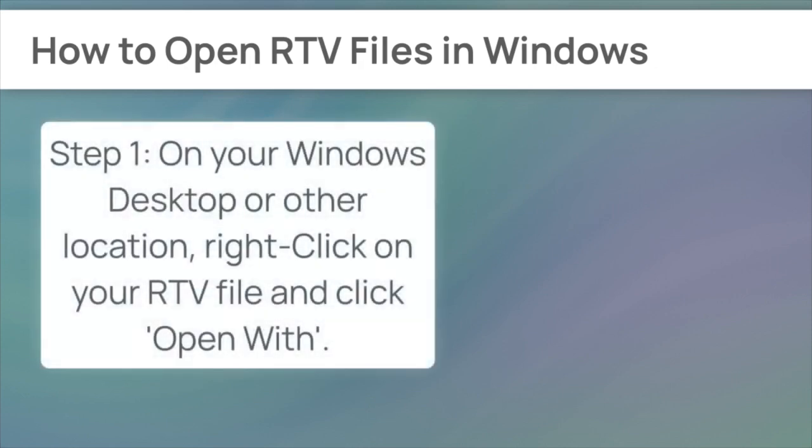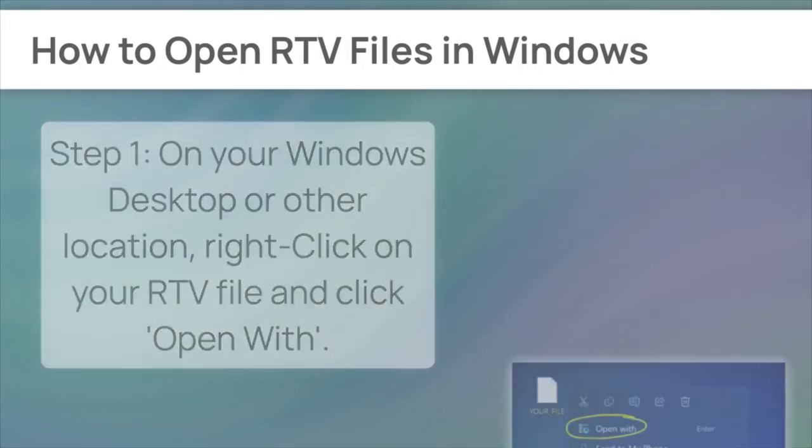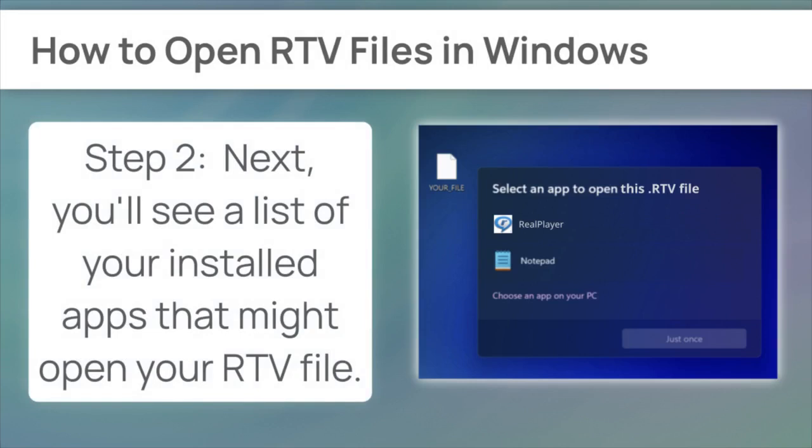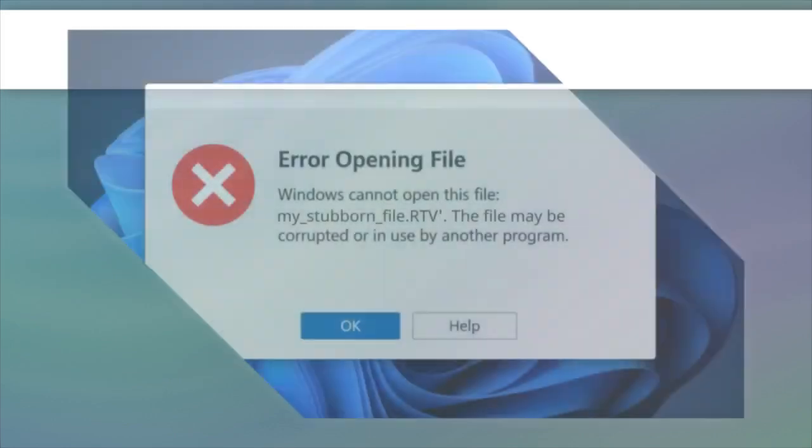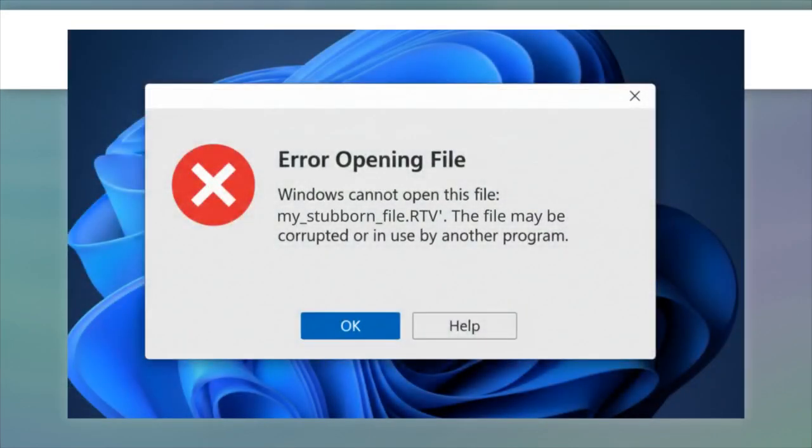To open this specific format, right-click your RTV file and select Open With. If RealPlayer is available, use that first. If it's missing, choose another program. Don't worry if it takes a few attempts to find the right one. If you still can't open the RTV file, it's okay.